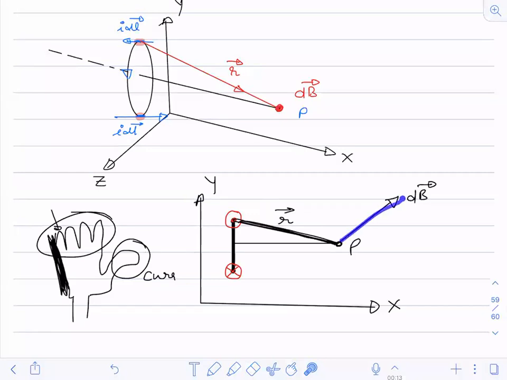Is it somewhat like this? Yes or no? Are you getting that direction now? All of you are able to understand that direction or not?